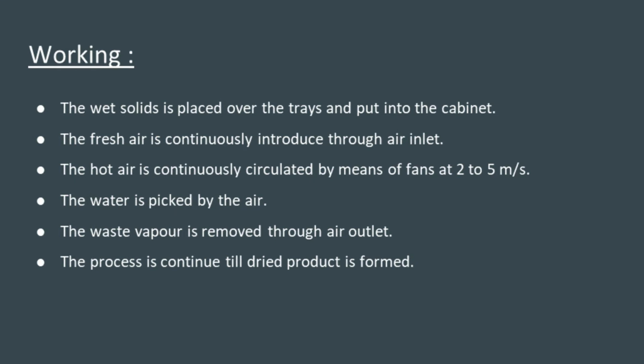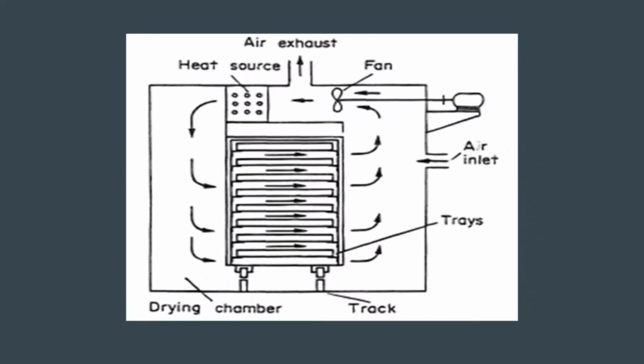Now we will see the working of the tray dryer. The material to be dried is placed on the tray and put into the compartment. The air is introduced to the air inlet and with the help of the coil the air is converted into unsaturated air and spread into the whole compartment. The hot air is continuously circulated by means of a fan at 2 to 5 meters per second and the water is picked up by the air. The waste vapor is removed through the air outlet and the drying of the product takes place. The process is continued till the dried product is formed.